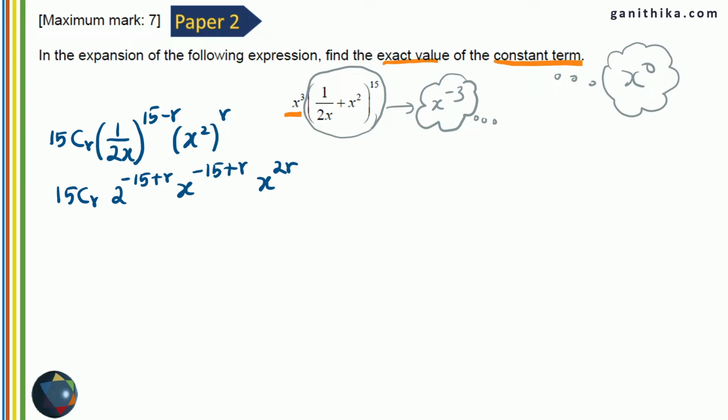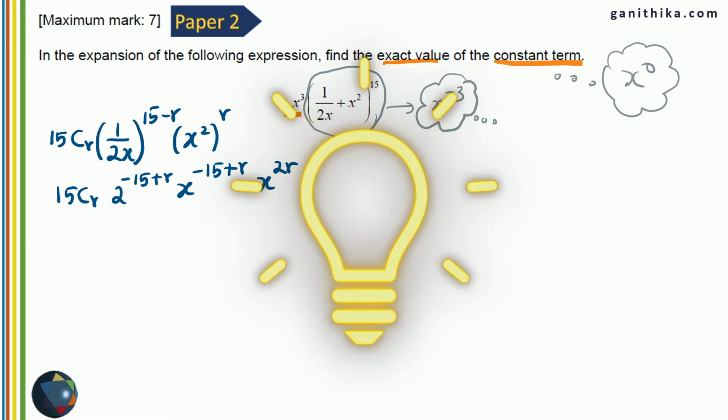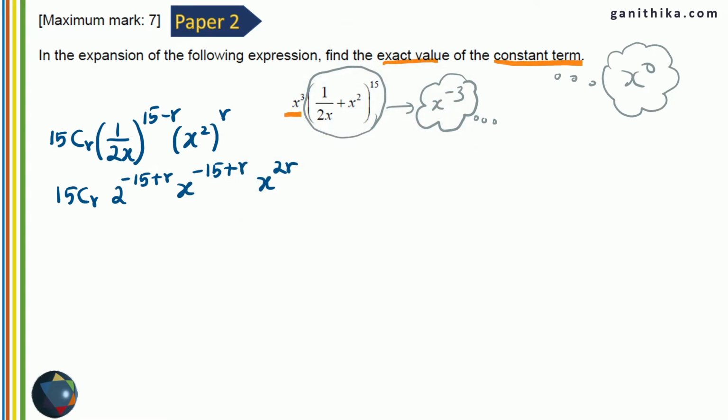So using the general term, you will write 15CR (1 over 2x) to the power of 15 minus r. Remember, both 2 and x are in the denominator. Again, being careful on the denominator part, 2 is in the denominator, power is 15 minus r. Taking the 2 to the numerator, the power will be of opposite sign. So 1 over 2 to the power of 15 minus r will be 2 to the power of minus 15 plus r.